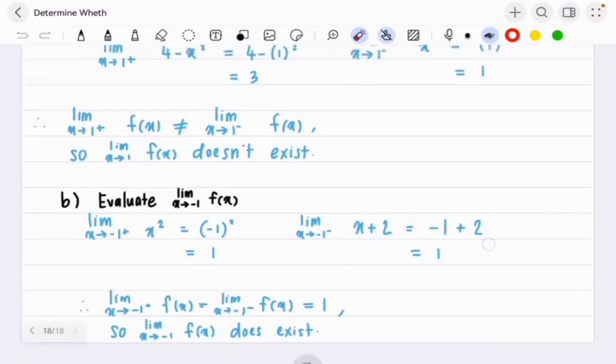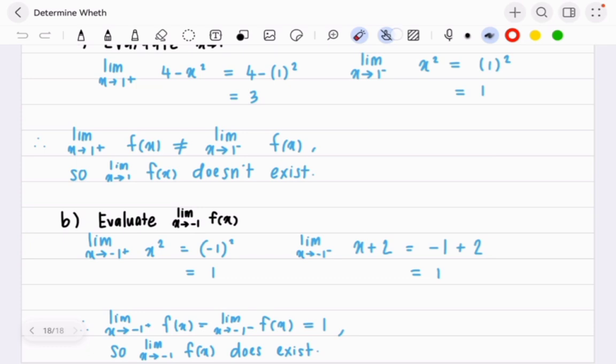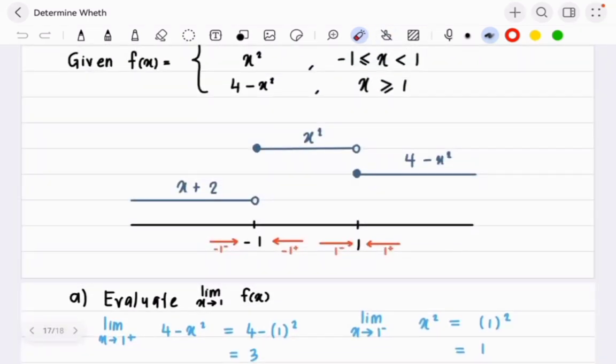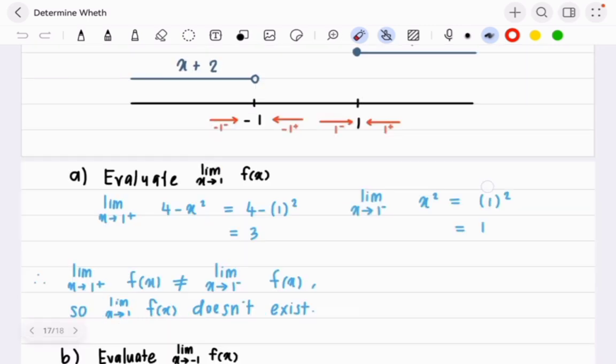So question B, evaluate limit x approaching -1, f(x). So let's see from the number line. x approaching -1 from the right is x squared, and x approaching -1 from the left is x plus 2. So the answer would be like this.